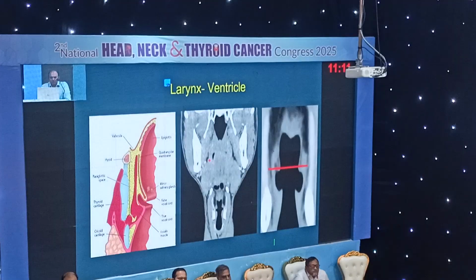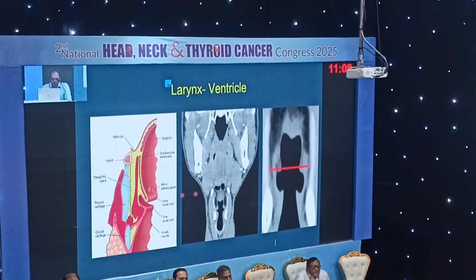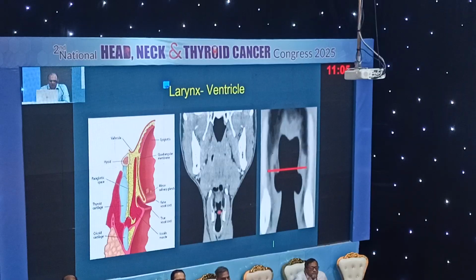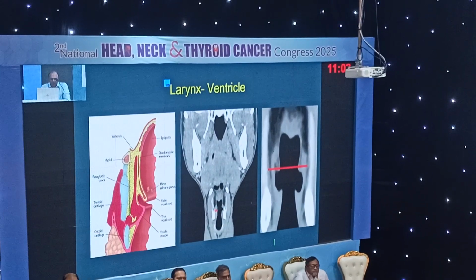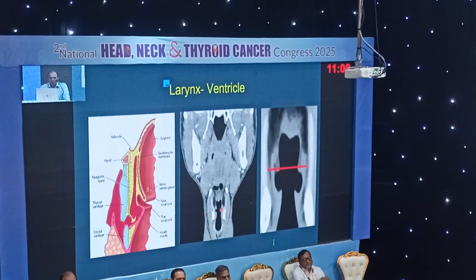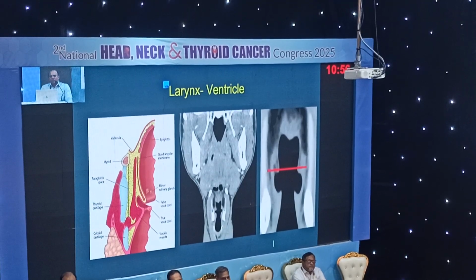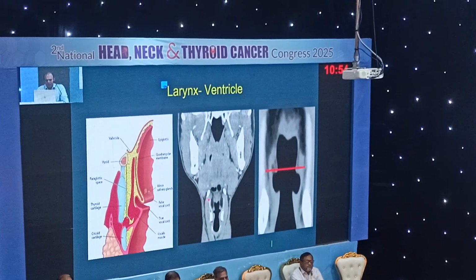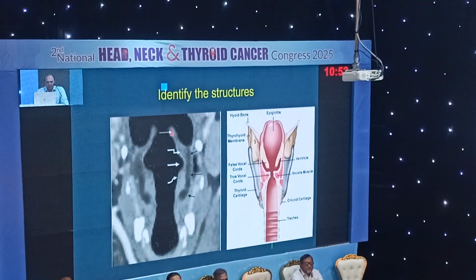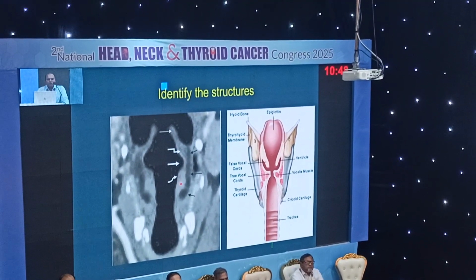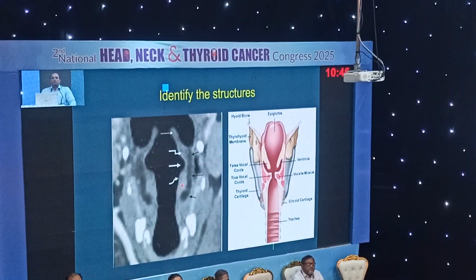And then the ventricle, it is between this area. So if you look here, this area, this is the ventricle. Okay, false cord, then the ventricle, then you have the true vocal cord. It is very difficult to make out the ventricle in the axial plane. Always you look in the coronal plane. So this is the epiglottis, you have the false cord, you have the ventricle, and you have the true vocal cord.